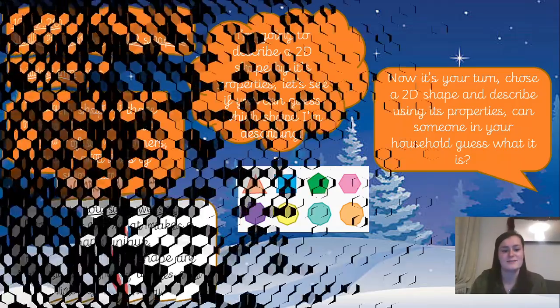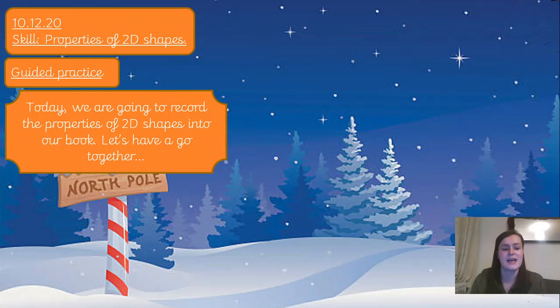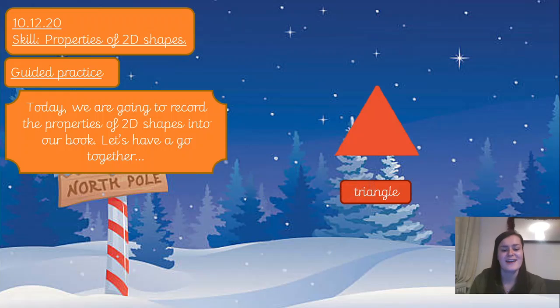Good job. Okay, so today we are going to record, so we're going to write down the properties of 2D shapes into your book or your piece of paper, whatever you're working on today. So let's have a go with this one. What shape is this? Hopefully you all said a triangle.